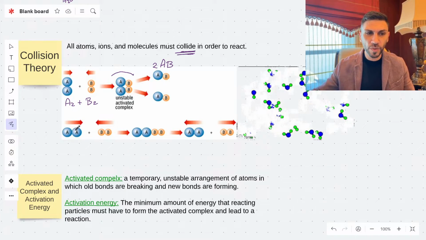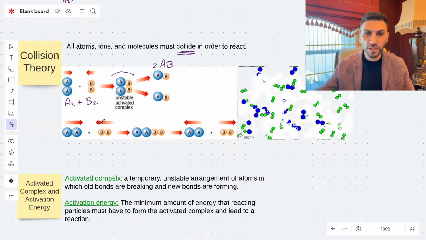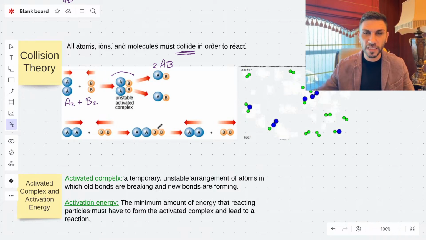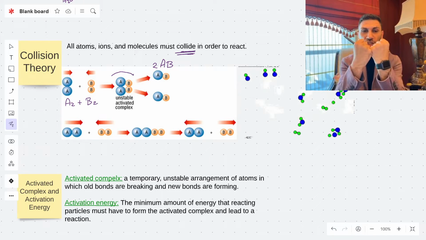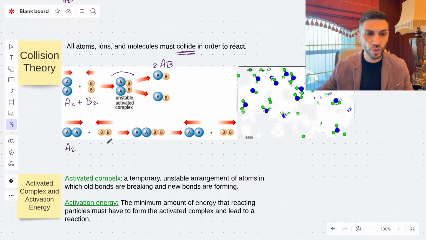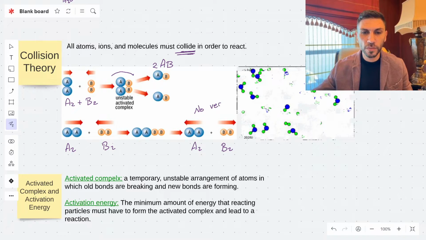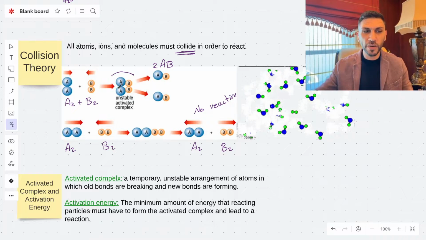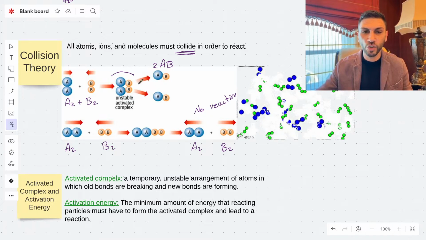But look here, for example, if we have AA and BB the same and they collide with each other, they will form a different activated complex and there is no reaction. They will collide with each other and then they will rebound, giving, if we start from A2 and B2, they will also give you A2 and B2 and there is no reaction because they rebound.